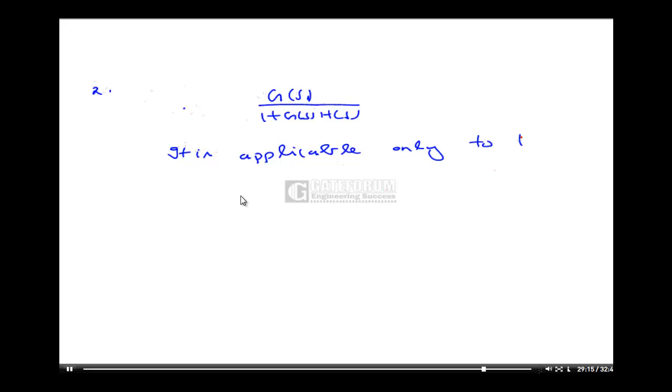Note 2. This particular type of error constants are applicable only to the given configuration. The configuration we have chosen is G(s) upon 1 plus G(s)H(s). If the configuration is different, then definitely the error constants will also be different. It is applicable only to a particular configuration.